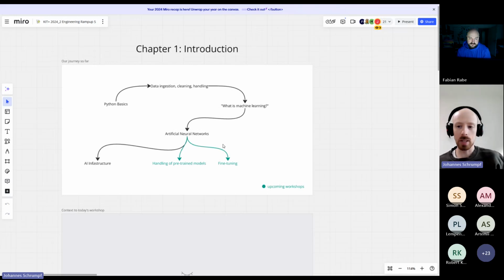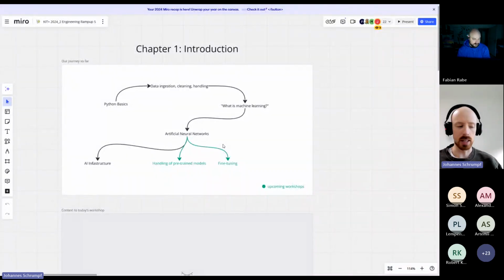And on Tuesday, there was a nice workshop from Fabian on AI infrastructure. So you already have maybe some insights into what kind of infrastructure you need in order to train and run your models.